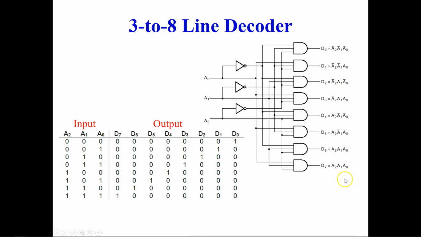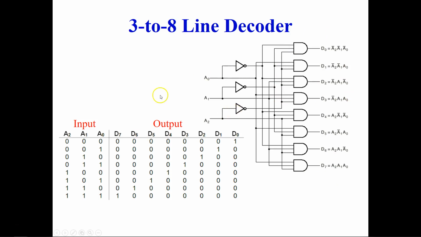And then let's see D7, A2 A1 A0. So D7 is this, and you see corresponding to this all of them are 1, and that's why you have A2 A1 A0. And let's pick one more, D5. D5 is 1 for 1 0 1, so you should have A2 A1 bar and A0. So that's how this Boolean expression has come out for each AND gate, which represents your output.